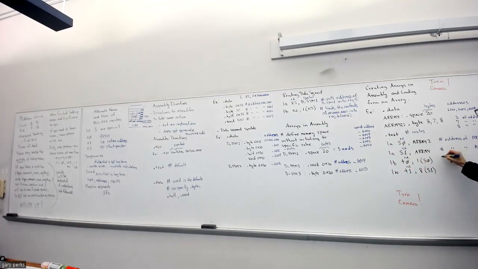Right, so you see this puts the byte at address 6015 into register T0. Everybody see that? All right, well, if that made sense, what's this doing?